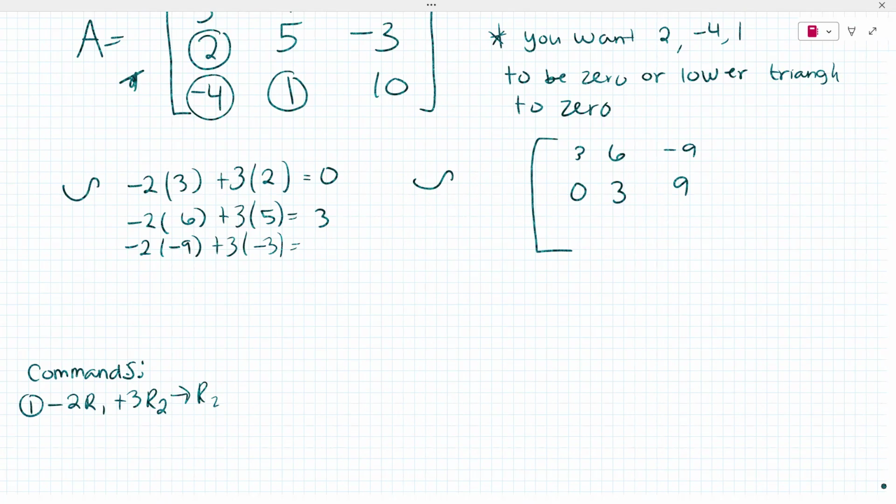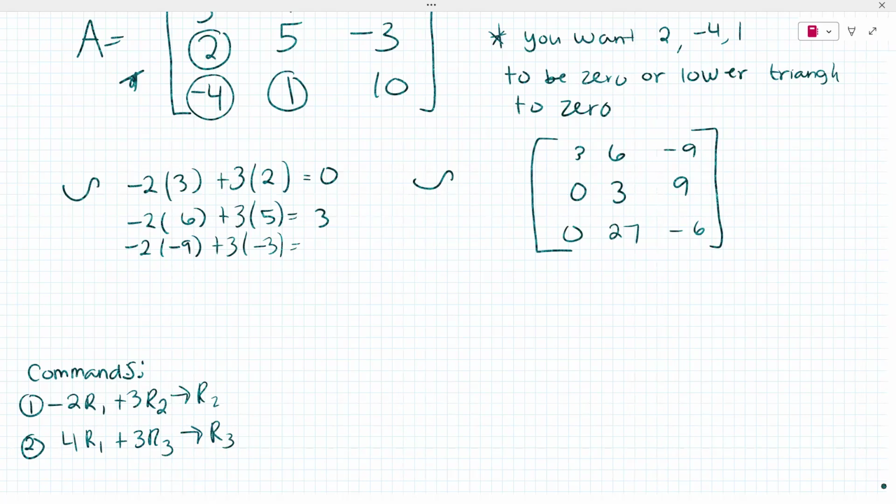Okay, and then row 3 stays the same. If you want to do it one at a time. Okay, so we got that. Now what's next is I'm going to do the second command. I'm going to mess with row 3, and I'm going to multiply 4 times row 1 plus 3 times row 3, which gives you row 3.